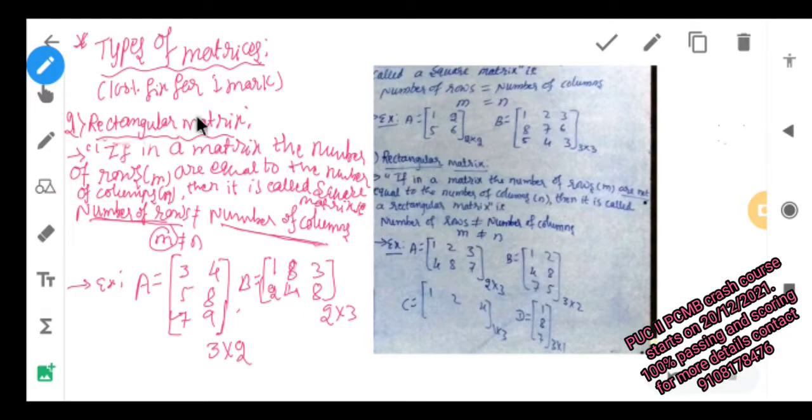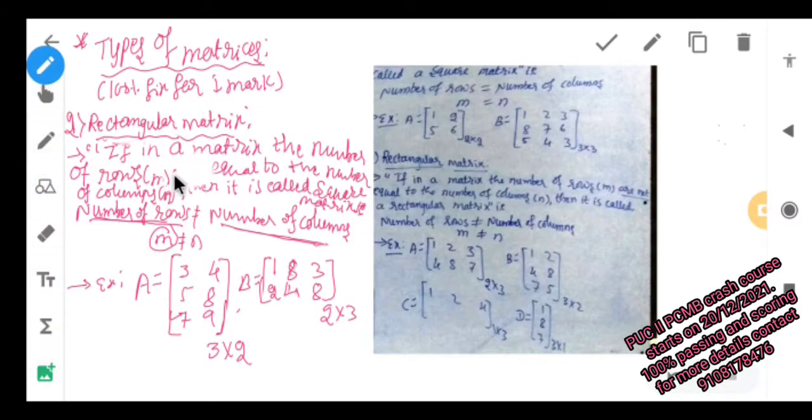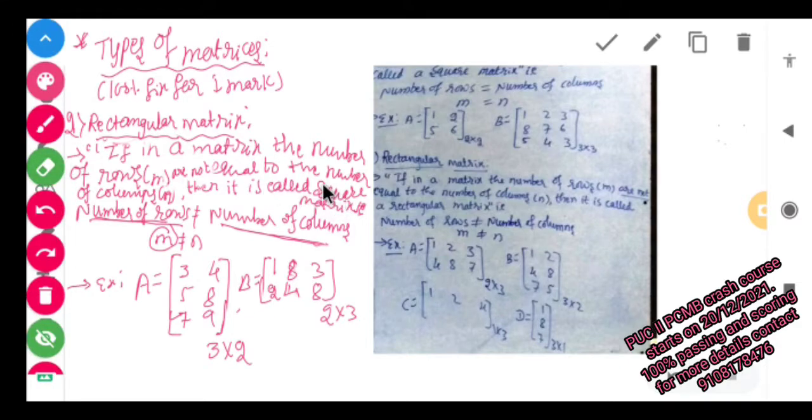Okay, so let us see here. If in a matrix the number of rows are equals to, that was written before; here we say not equals to. Just we need to add the words not equals to here. Just I will modify here. Number of rows m, they are not equal to the number of columns n. Then it is not called a square matrix. That we have to call it as a rectangular matrix. That we are going to call as a rectangular matrix.